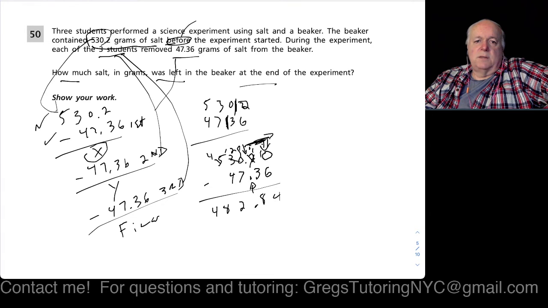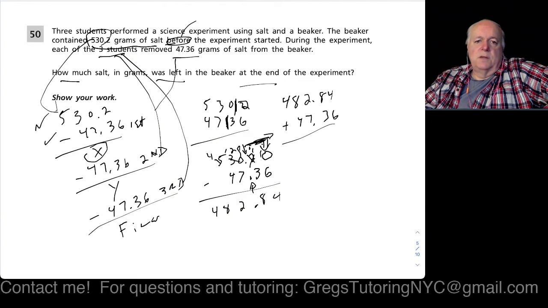By the way, we can double check this, because if you do 482.84 plus the 47.36, we should get back the original number. So this is our check. 4 plus 6 is 10, 0. Carry my 1. 8 plus 1 is 9. 10, 11, 12, 2. 2 dot 1. 3 plus 7 is 10, 0. 1. I get 9. I get 3. 1. And I get my 530.20. And we know we can throw the 0 off. So we get the 530.2.